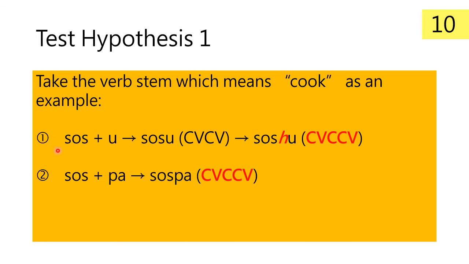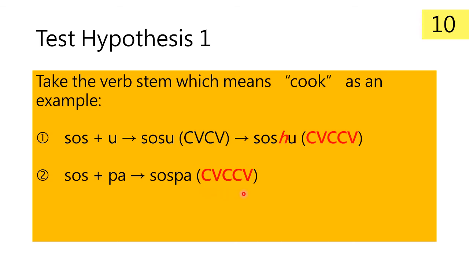If the original form sauce is followed by the suffix u, it becomes a word sausu, whose structure is CVCV. But we know that this word does not exist in the data, and the data only shows its alternative form, saucehu, with an inserted H, whose structure is CVCCV. On the other hand, if the original form sauce is followed by another suffix, pa, it becomes an alternative form, saucepa, which does exist in the data, and whose structure is CVCCV.